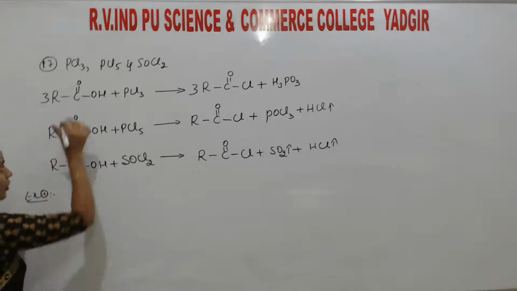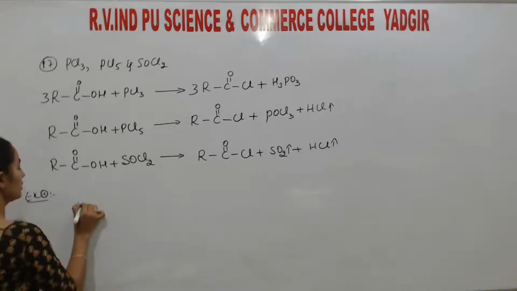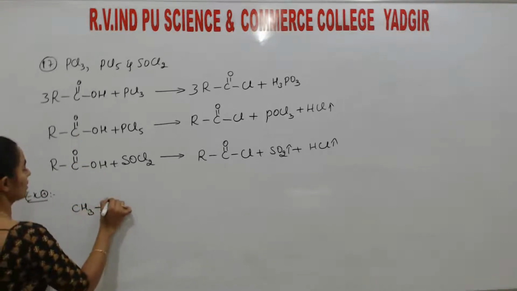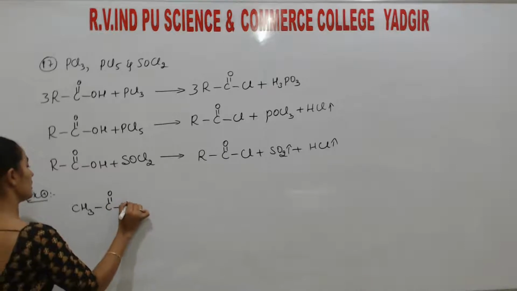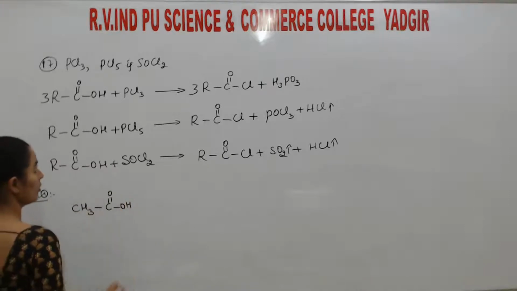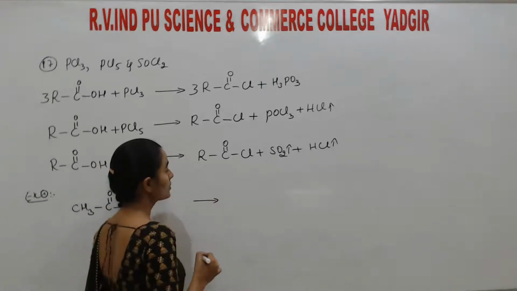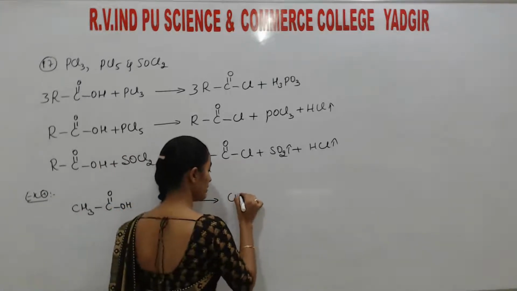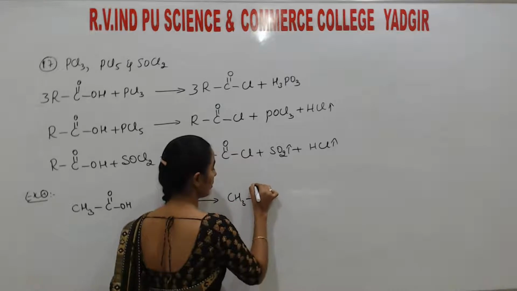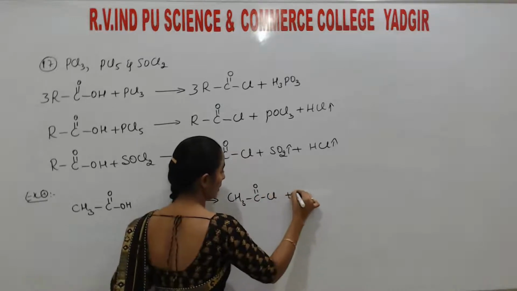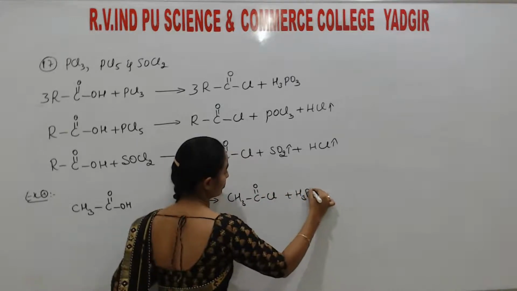Example 1 for all these. So I will take ethanoic acid as an example. So if this ethanoic acid is there, assume, the product formed is CH3COCl plus H3PO3.